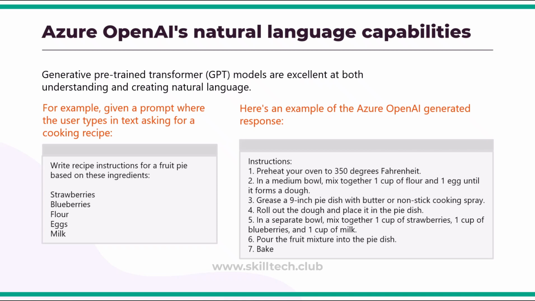For example, on the left side we have given a prompt where the user types in text asking for a cooking recipe. So we are specifying here: write recipe instructions for a fruit pie based on these ingredients. And we are also providing ingredients like strawberries, blueberries, flour, eggs, and milk. And when you provide this input, the generated output using GPT will be like this. It's going to show you instructions with step-by-step configuration which you need to do. It's a full recipe which got created.